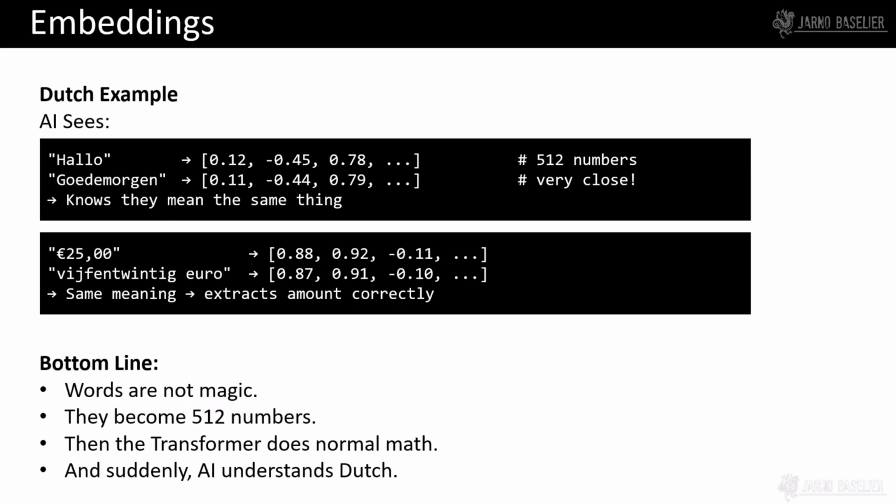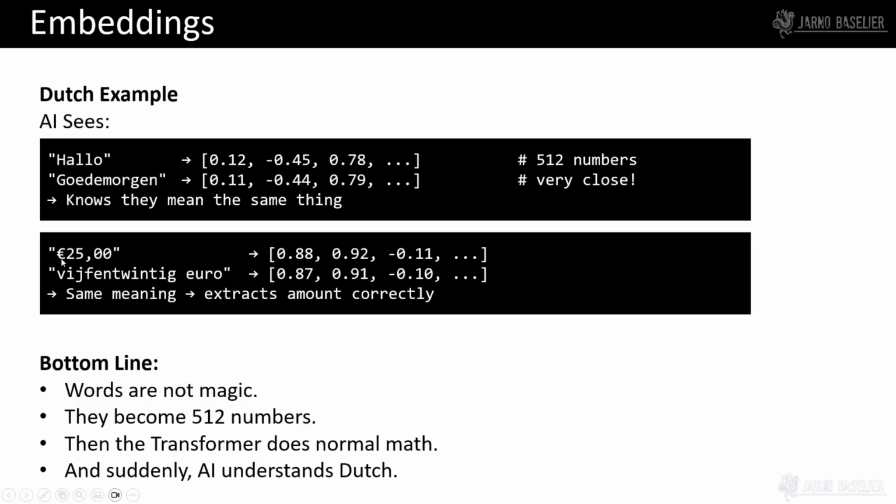All the follow-up slides will have English examples because this is a course that I did in the Netherlands, and that's why these Dutch words are there. But even so, we have hello and good morning, two of those words. You can see that this is an array of 512 numbers. This is another array, but looking at the numbers, they are pretty close together. So it knows they mean the same thing.